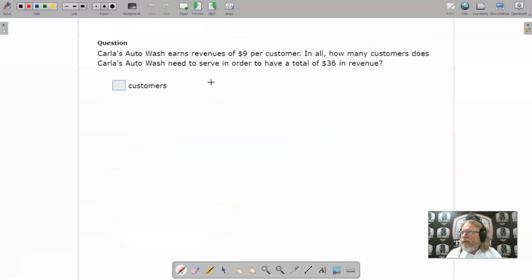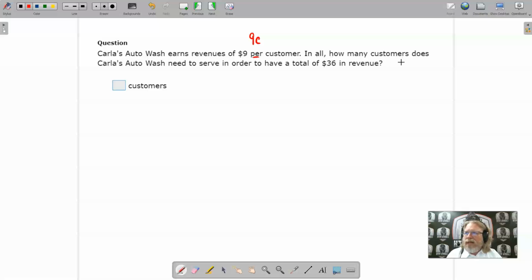Looking at our next problem here, notice that the word per is already here for us. Good deal. So Carla's auto wash earns revenues of $9 per customer. So we could say 9, and I still got the P from packet stuck in my head. So we have $9 per customer. So we could say 9 times C, or if we want to just do that as 9C would be good.